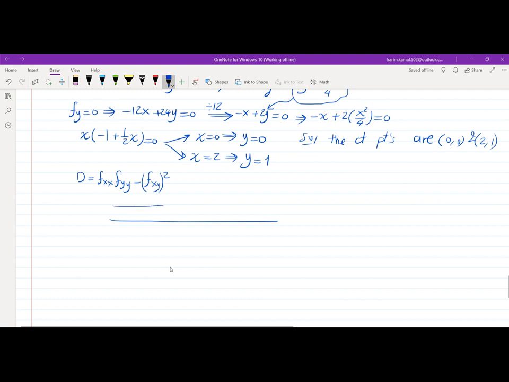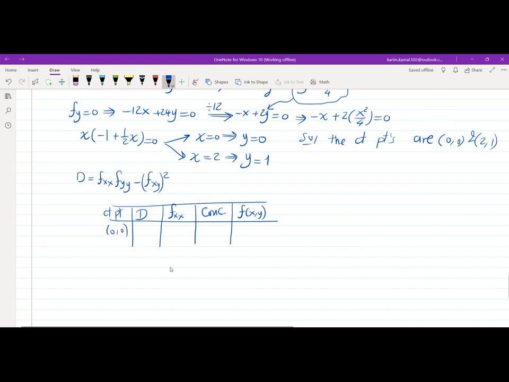Here is the critical point, and here is the D value, here fxx, and here the conclusion, and here the type. Critical point, the D value, here fxx, and here the conclusion, and here the value of the function at this point. We will start with the first one, which is 0 and 0.